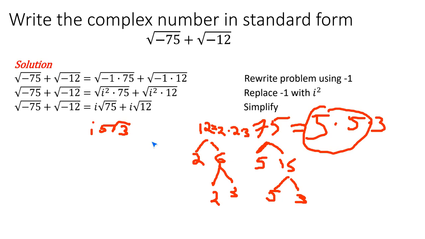Okay, so since again, square roots is all about making pairs of numbers, I have a pair of 2s. So this i square root of 12, I can rewrite it as plus i 2 square root of 3. And now I see that I have two like terms. They both have the same radical.